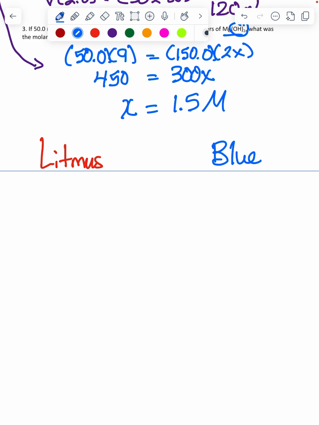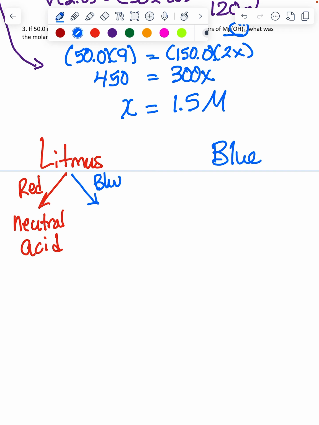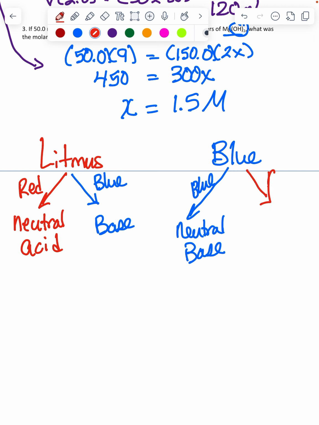If you put red litmus paper into a solution and it stays red, it is either neutral, because neutral will not change the color, or it's an acid. But if you put red litmus in a solution and it turns blue, it's a base, okay? If you take a blue piece of litmus and it stays blue, well, it's either neutral, because neutral will not change, or it's a base. But if it turns red, it's an acid.